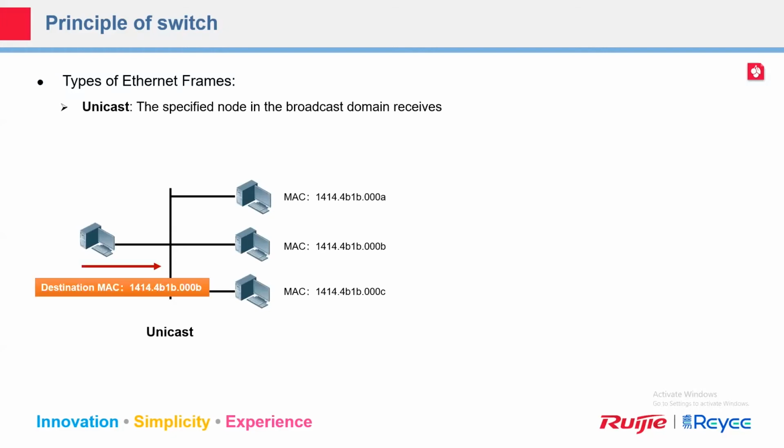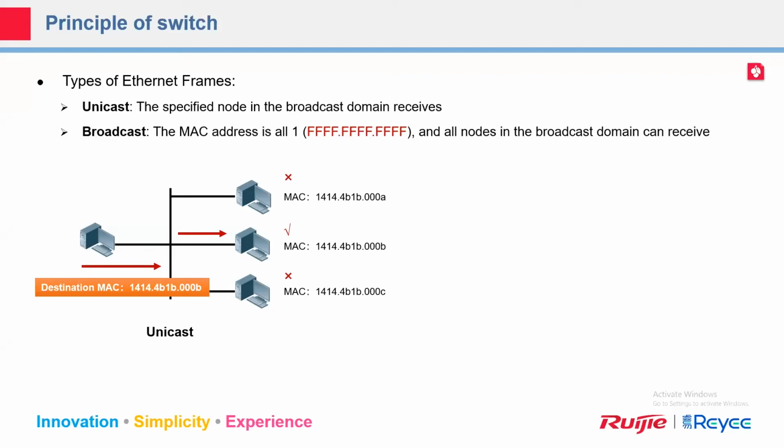Like in this topology, if the source PC sends the packets out and the destination MAC address is unique, for example the middle computer, right? So this packet we call a unicast packet. Finally this packet will be sent to the destination, and only the destination receiver will receive the packet and give a reply. All the other terminals will directly discard the packet. Yes, so this is unicast.